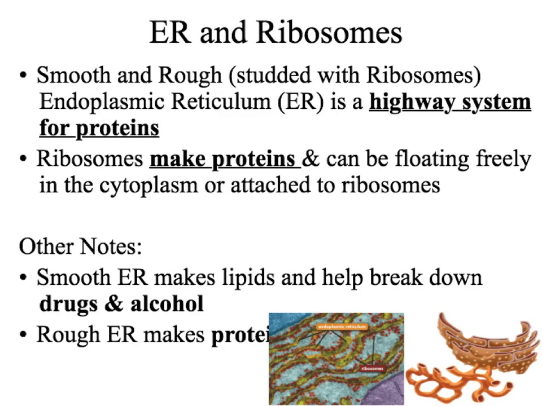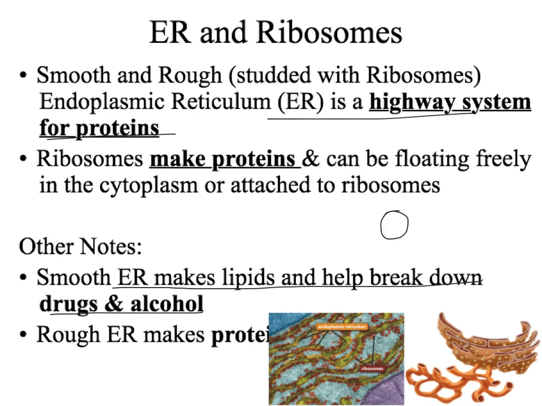Next, we have our ER and ribosomes. The ER stands for endoplasmic reticulum. This is the part that surrounds the nucleus. There's two parts, actually. There is smooth and rough ER. The rough ER is going to be more of a highway system for proteins, all right? Smooth ER is more going to be the breakdown of drugs and alcohol, all right? So the ER is going to help in the protein making process.